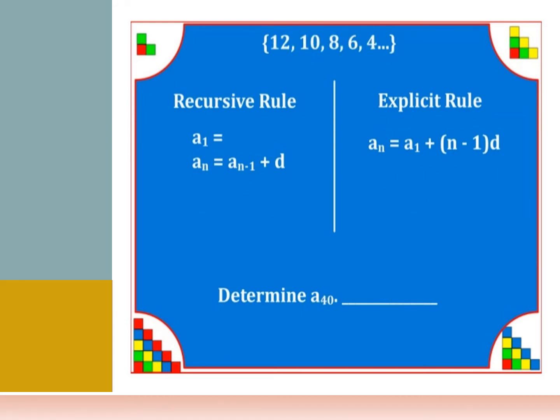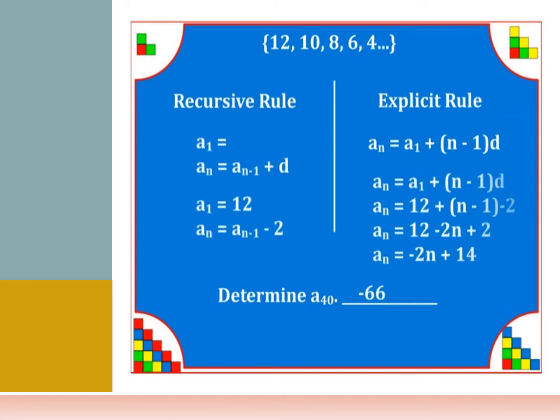For this example also, if you see 10 minus 12 is minus 2, so d is equal to minus 2. For the recursive rule, a1 is 12, and an equals an minus 1 minus 2. And if we want to find the value of a40 using the explicit rule, we have a1, which is 12, plus 40 minus 1, 39, times minus 2, which is equal to minus 66.